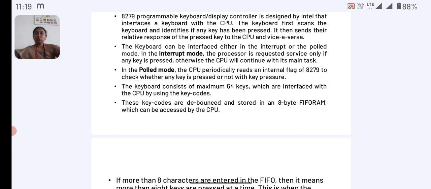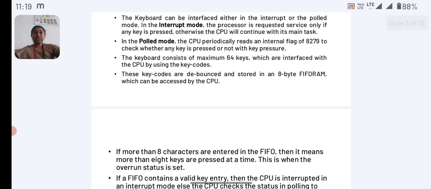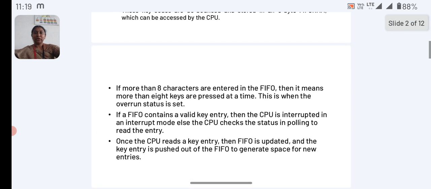Then the keyboard consists of a maximum of 64 keys, which are interfaced with the CPU by using the key code. These key codes are debounced and stored in the FIFO RAM. The FIFO RAM is 8 bytes deep. FIFO is nothing but first in first out RAM, which can be accessed by the CPU.